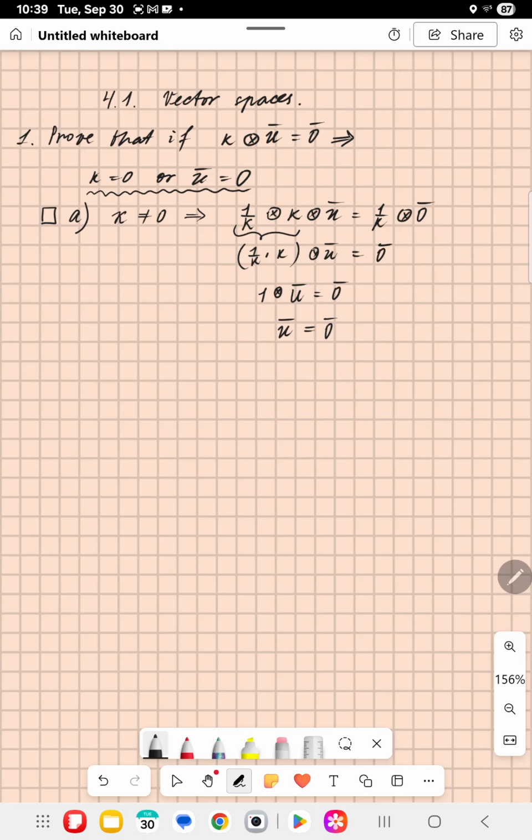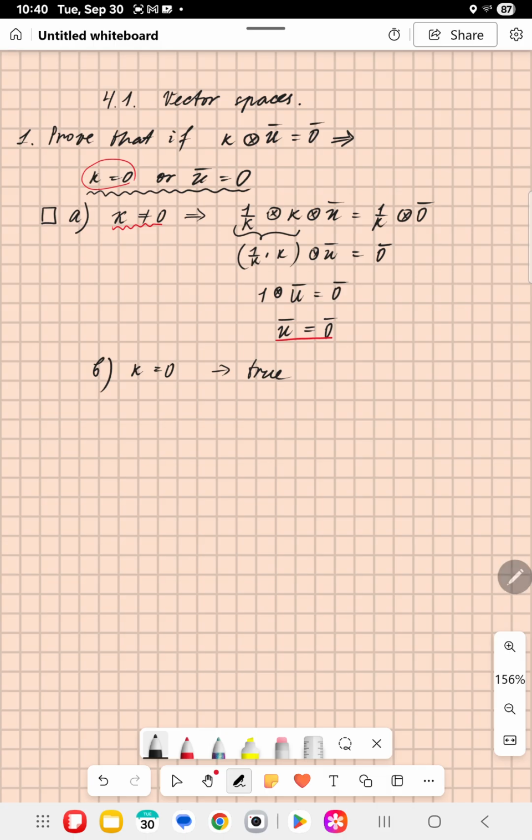So guys, what we actually proved here is that in case k is not equal to 0, then u must be equal to 0. There is no escape. If this one is not working, then this is working. Now, case analysis. Let's prove b. What is going to happen when k equals 0? Well, when k equals 0, this statement is already true. Because if k equals 0, then k equals 0. And that's going to be true already. So basically, we proved our theorem.